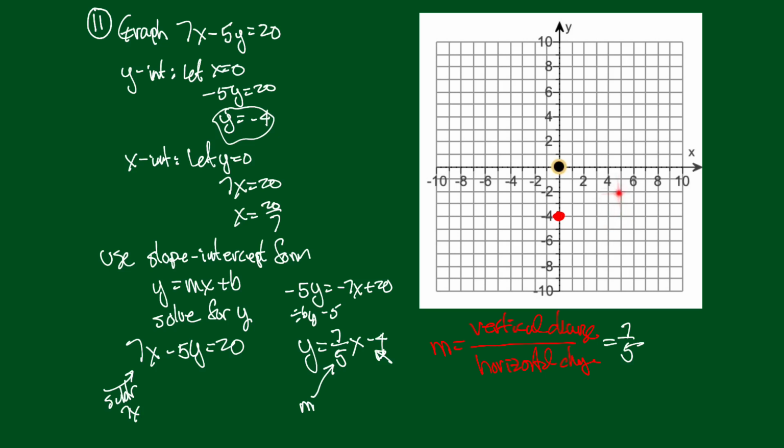Okay? There's 4, 5, 6, 7 right there. So put a point there. So over 5, up 7 puts us here. All right, so I've got 2 points. Best you can, pass a line through them. There we go.